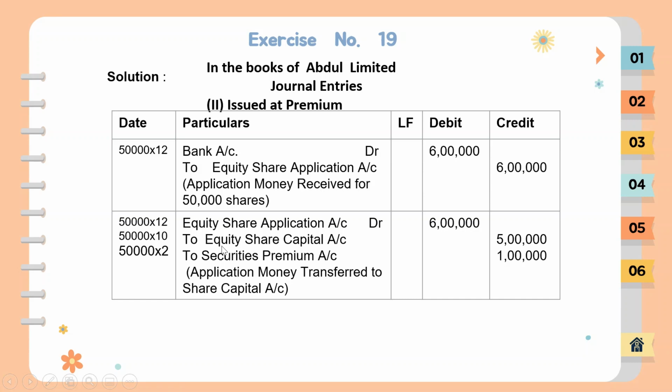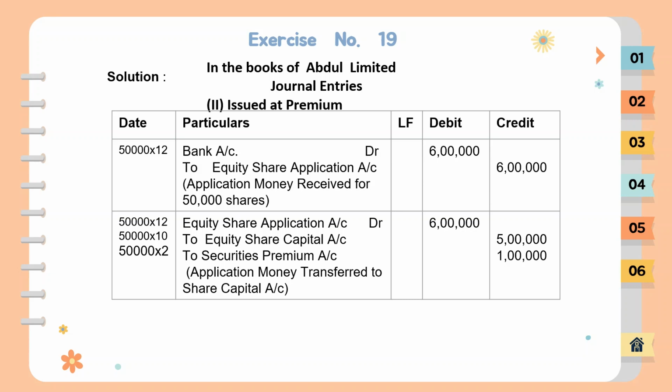And in the second entry you have to show the bifurcation, that is equity share application, what you have written, 6 lakhs, that same 6 lakhs you have to put. And equity share capital, the equity share value is what, 10 rupees. So 50,000 into 10, 5 lakhs. The premium amount is what, 2 rupees. So securities premium 50,000 into 2, like this you should do. That's all. For 4 entries you may expect this question for 5 marks.